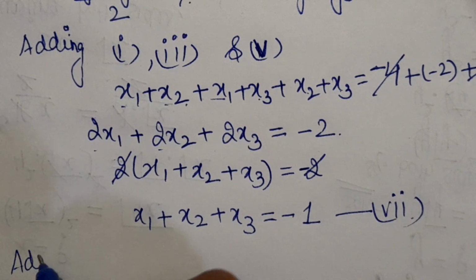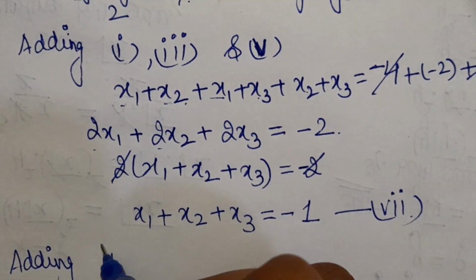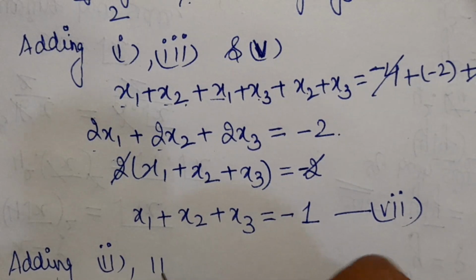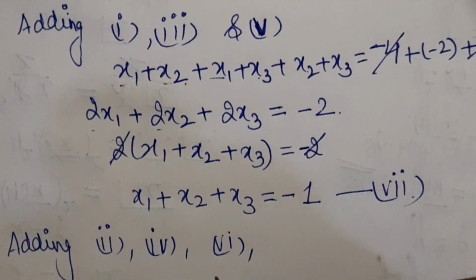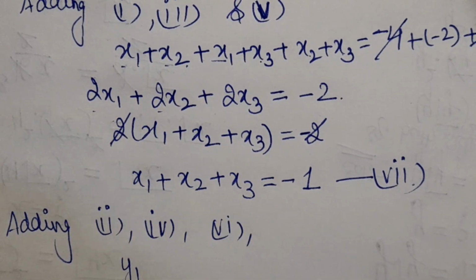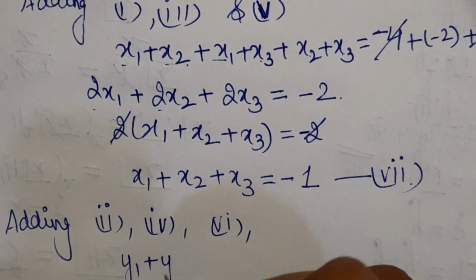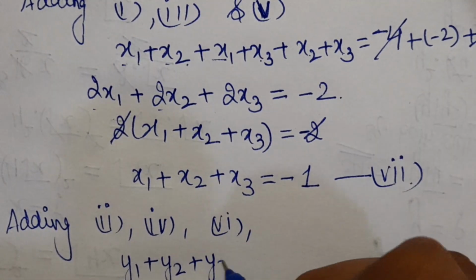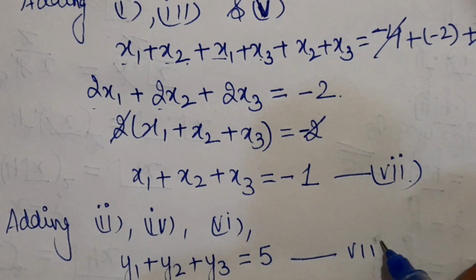Similarly, we will add the y terms, that is equation numbers 2, 4 and 6, and on adding these three terms we get y1 plus y2 plus y3 equals 5, and we name it equation number 8.